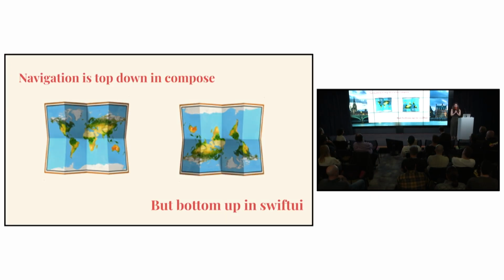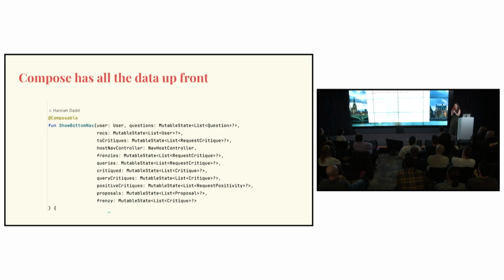Navigation. So in Jetpack Compose, navigation is top-down, whereas in SwiftUI, navigation is bottom-up. What do I mean by this, I hear you ask. So Compose has all of its data up front. So you sort of have to have everything as you go into your application. It needs to know exactly where everything's going. It's more like the navigation stack that we've seen in SwiftUI now. So it sort of needs to know where everything can go at the entry point of the app.